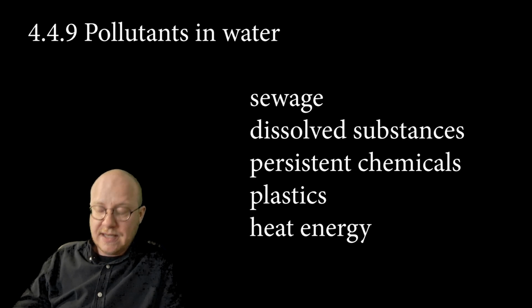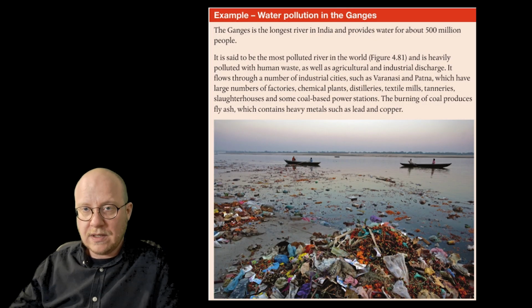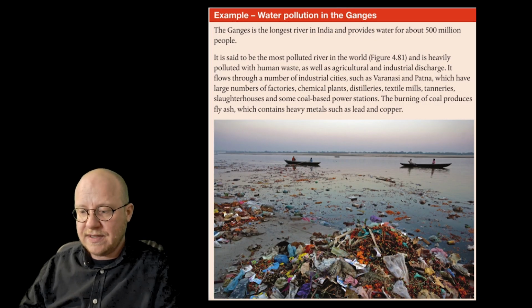4.4.9 Pollutants in water. Pollutants in water include organic matter, dissolved substances, persistent chemicals that get biomagnified, plastics, and heat energy. All right, we're going to look at this little example, water pollution in the Ganges.